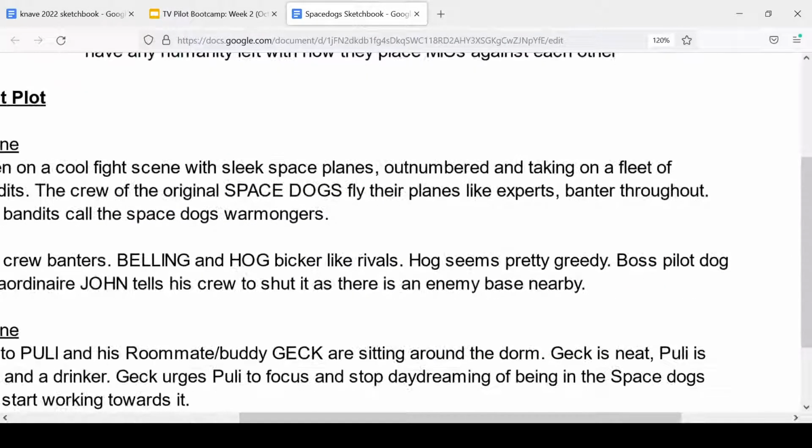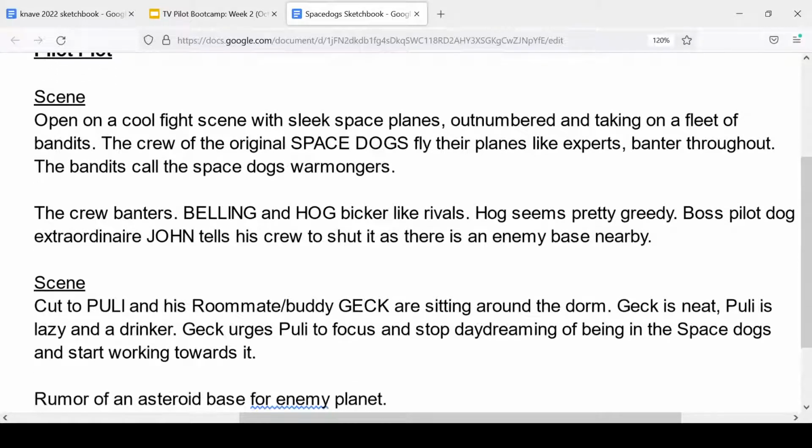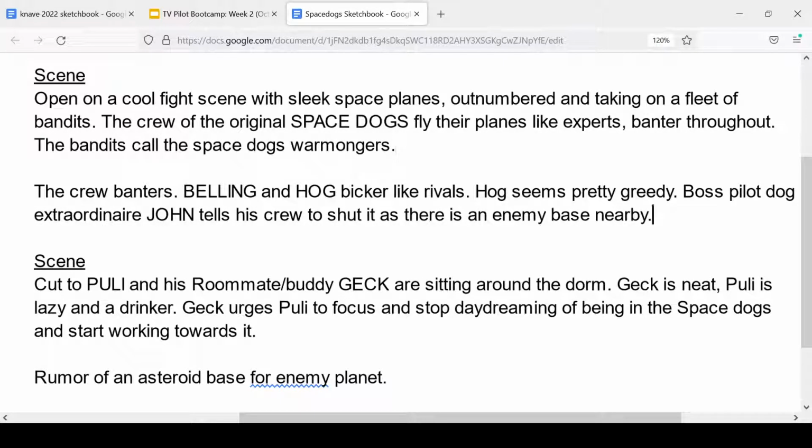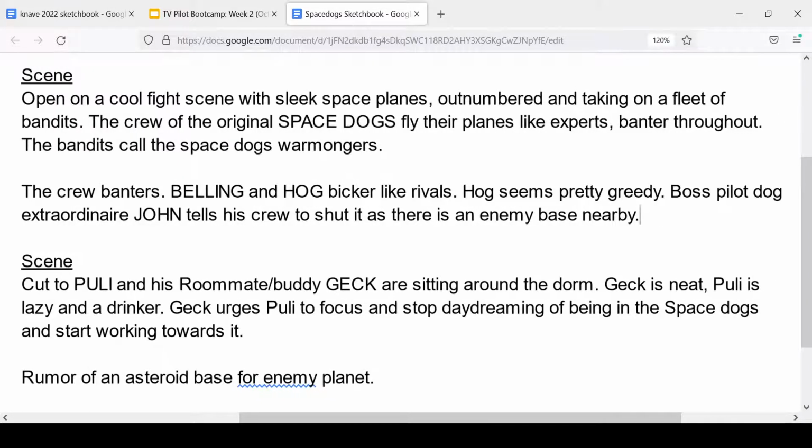Here we go. I kind of feel like you're just jumping from plot point to plot point. Sure. There isn't much of a sense of meat to it. Okay. So we open on a cool fight scene with sleek space planes outnumbered and taking on a fleet of bandits. The crew of the original Space Dogs fly their planes like experts and banter throughout. The bandits call the Space Dogs warmongers. The crew banters. Belling and Hog bicker like rivals. Hog seems pretty greedy. Boss pilot dog extraordinaire John tells his crew to shut it as there is an enemy base nearby. Okay, is John your main character?